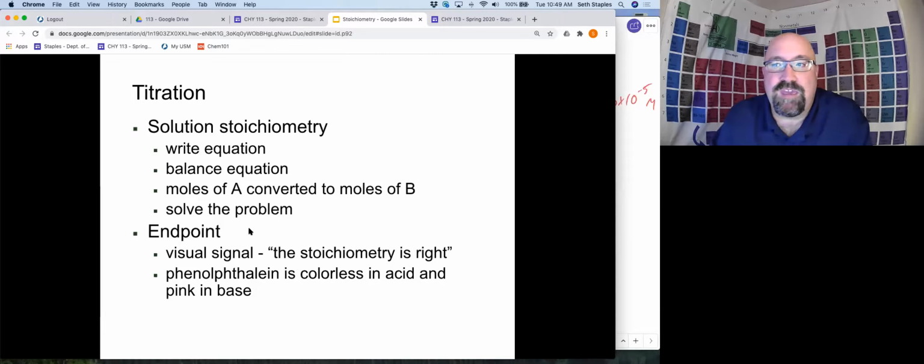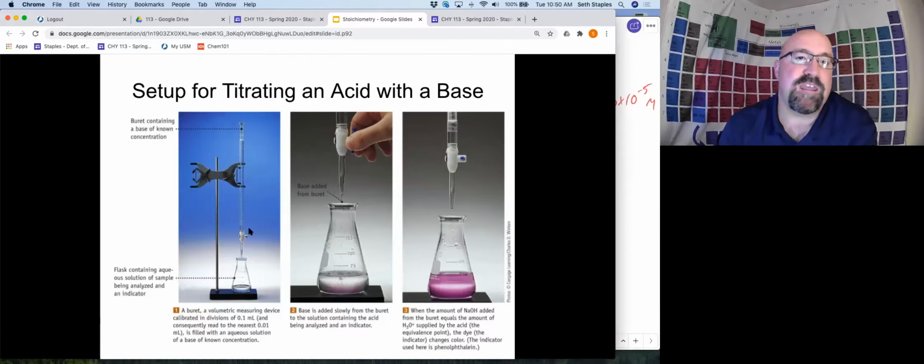And so when we're looking at a titration, this solution stoichiometry with titration, we need to write out our equation, balance the equation, then look at how we convert A over to B, and then we look for our end point. For a lot of acid-base titrations, we use an indicator known as phenolphthalein, which is colorless in acid and pink in base, and we can see that here.